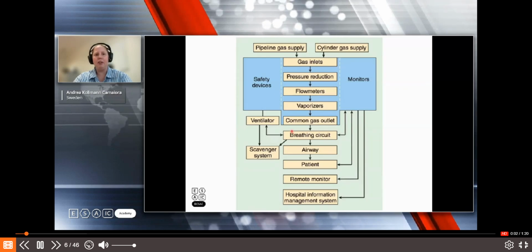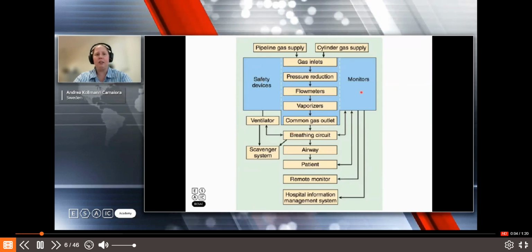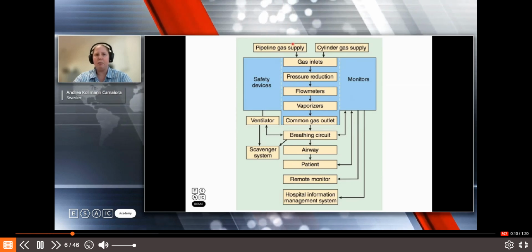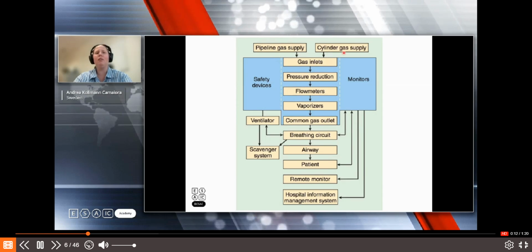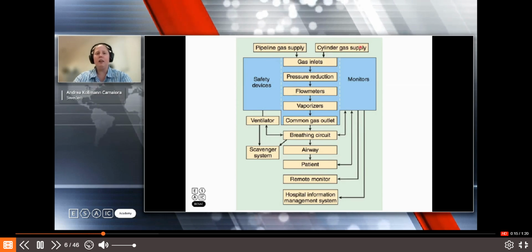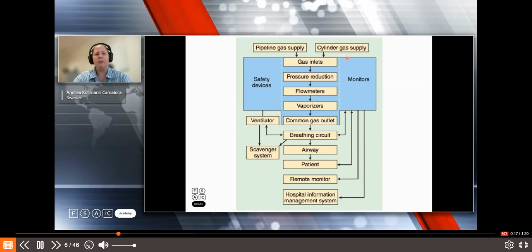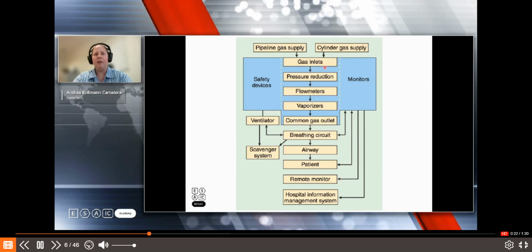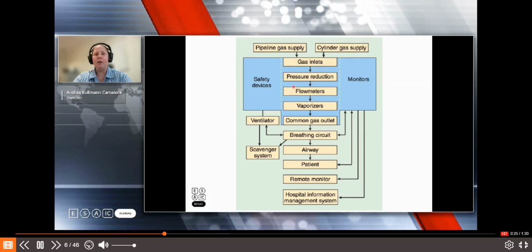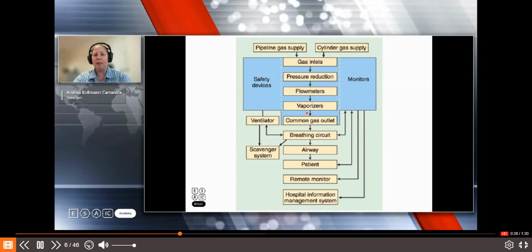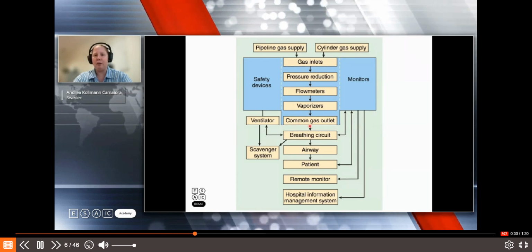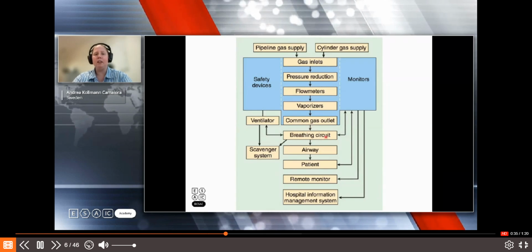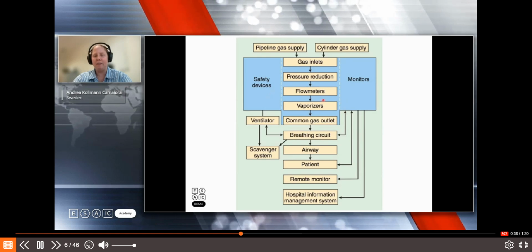So, for example, here you can see that into the machine, the gases can come from the two different systems. The pipelines, which is the intermediate pressure system, or the cylinders, which is the high pressure. So they undergo their pressure regulations, and then they go into the machine via the gas inlets. Then you have a pressure reduction to finally go into the flow meters, then the vaporizers, and then the common gas outlet. There are some machines in which the breathing system is actually included in the machine.